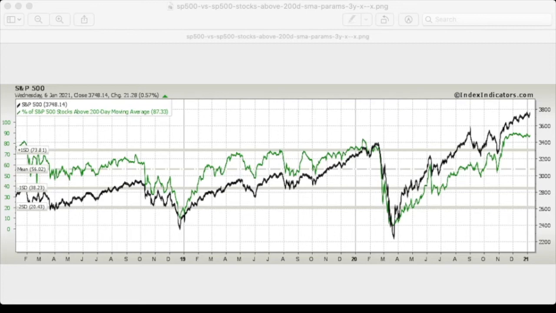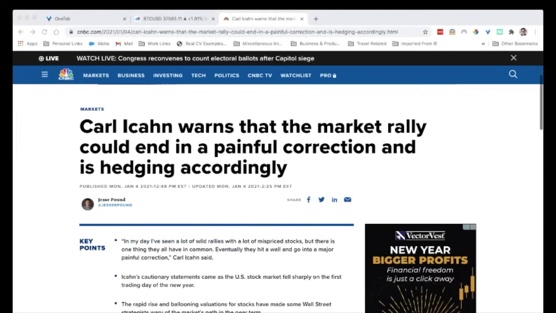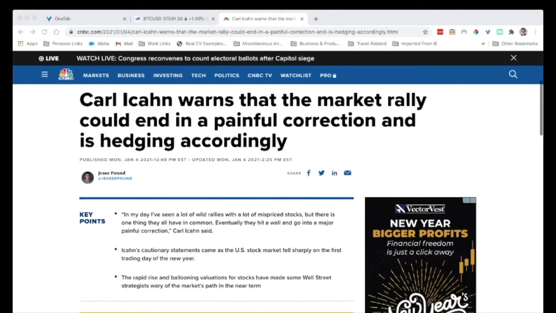And then I wanted to switch over to this graph from Mr Icahn over here. You can have a look at this. Mr Icahn is a billionaire investor, and he is warning of a market rally that could end in a very painful correction. Now, I've already made a video on this. If you look up above the top of the screen, you should see a link to that video where I say that by the end of January, there's going to be some turbulence and a pullback.